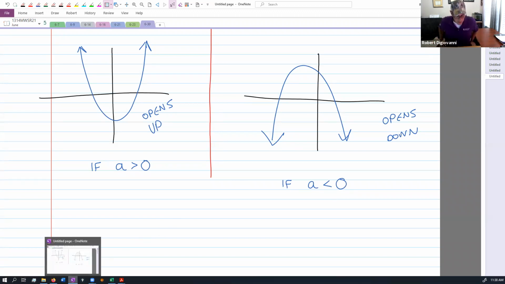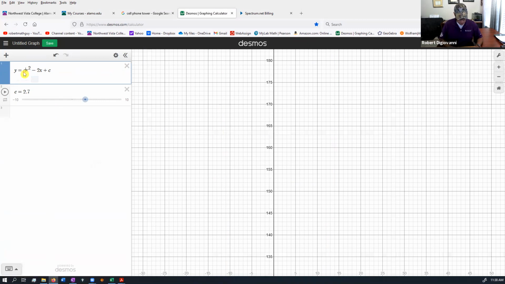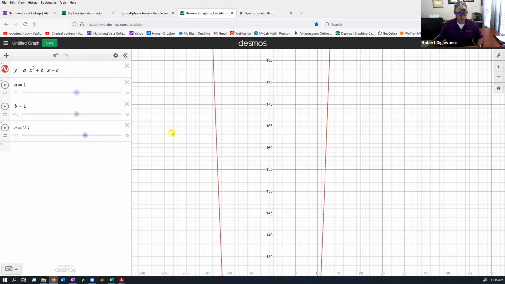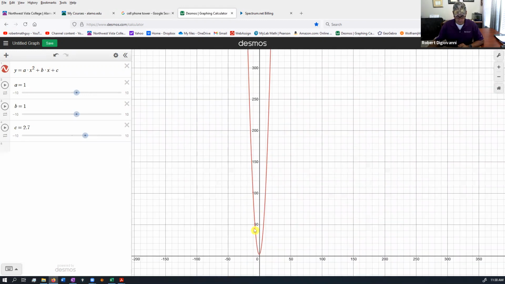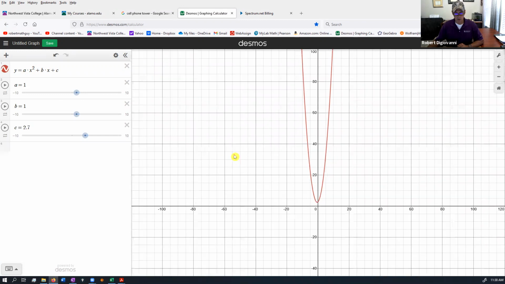So let's see if we can put these ideas together. I'm going to go back to this graphing software. The software is pretty cool because I can change these numbers. So this software allows me to adjust what A, B, and C are. So right now A is 1. I'm going to keep A at 1, and I want you to see what happens.